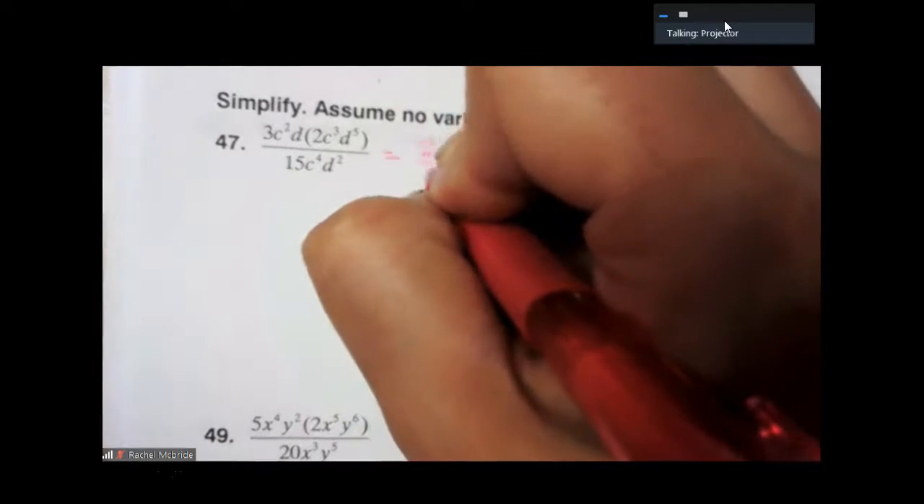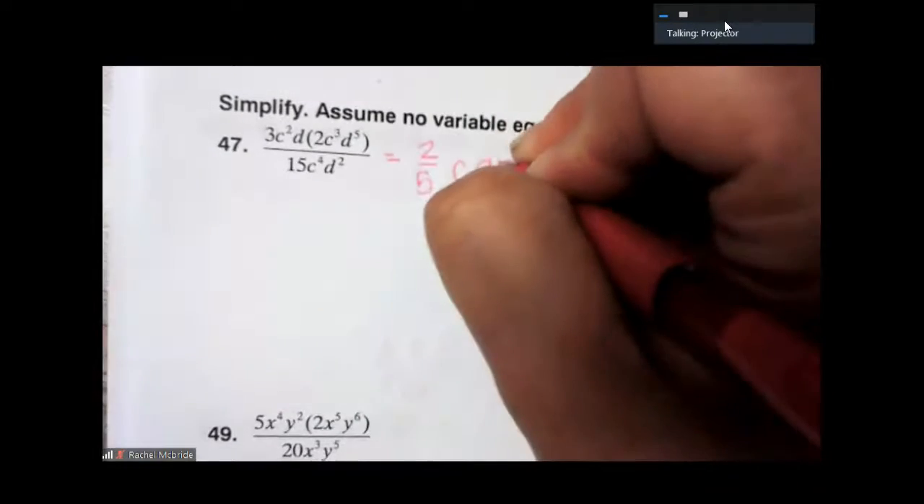47. We have 2/5. So again, maybe you have your 2/5, you have 0.4. And then it's CD4.